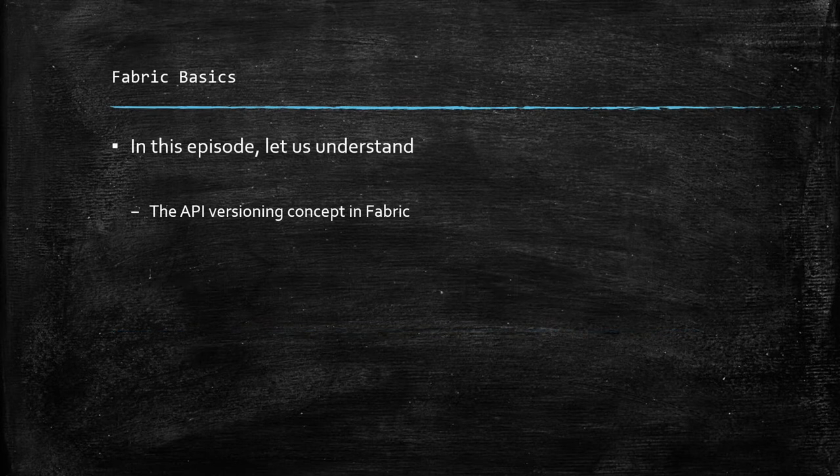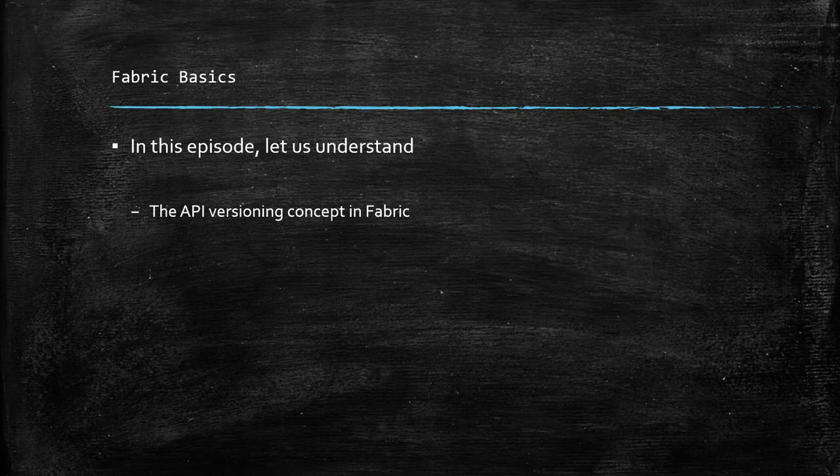In this episode, let us understand about the API versioning concept in Fabric. Using this concept, you will be able to create multiple versions of integration services, orchestration services, and object services. So if there is a scenario where you'll have to create different versions of an integration service having multiple operations inside them, you'll be able to use this feature in that scenario.